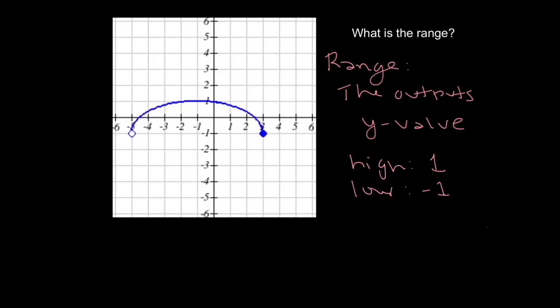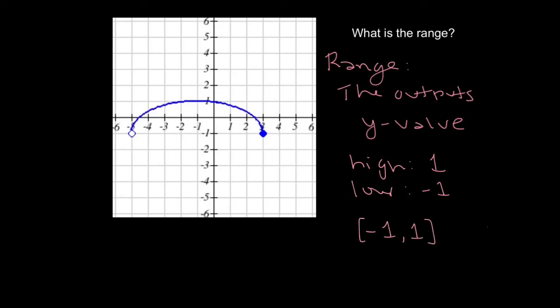Now, I want to write my range in interval notation. Using interval notation, a bracket means that we're allowed to equal the point, that it's actually on the graph, and a parenthesis means that it doesn't actually equal the point. Now, I'm going to end up using brackets for both the 1 and negative 1.